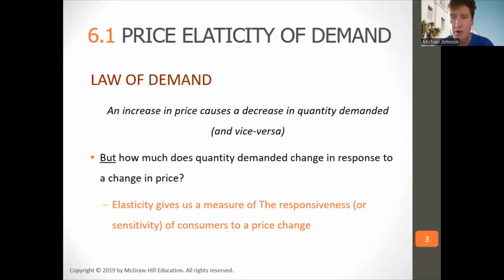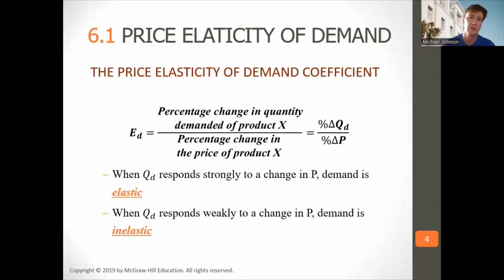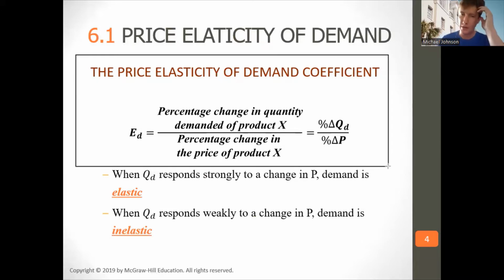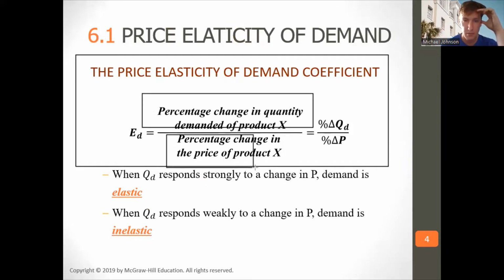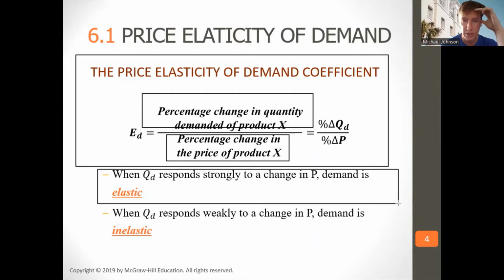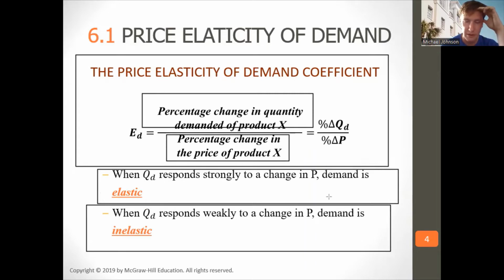Demanded per unit per percentage change in price. So to calculate elasticity of demand, it's percentage change in quantity demanded of product X divided by percentage change in the price of product X. So when quantity demanded responds strongly to change in price, demand is elastic. When quantity demanded responds weakly to change in price, demand is inelastic.